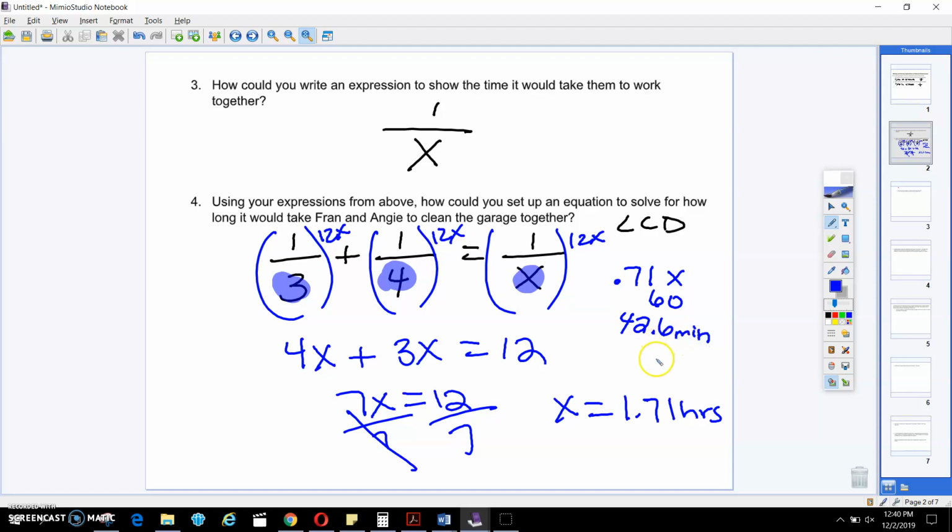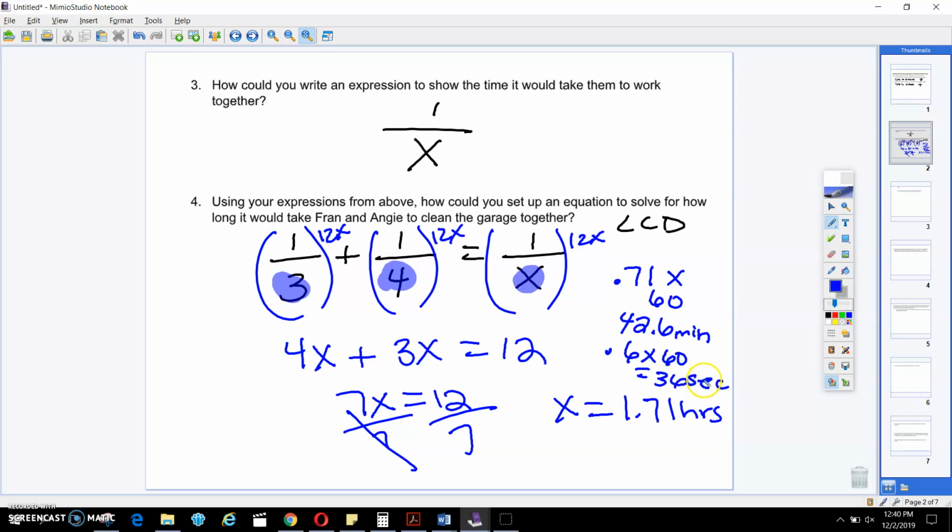But nobody talks about minutes as 42.6, right? Like there's no 0.6 at the end. So you see this 0.6? We're going to take it again, and we're going to multiply it times 60 so that it'll give us our seconds, right? That'll be 36 seconds, right? You're going to multiply by 60 to get your seconds.